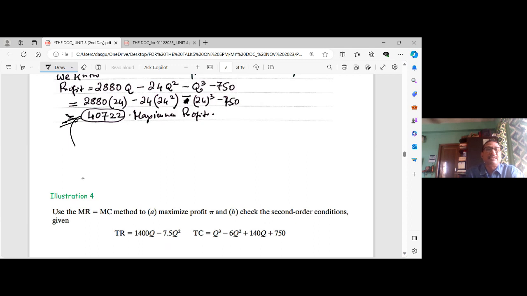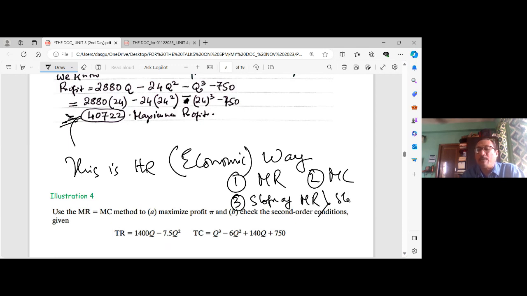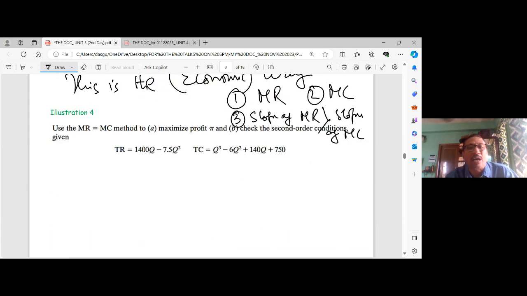The other is the economic way of doing it. So that would be the mathematical way, and this is the economic way, where I calculate MR and I calculate MC, and then I show that the slope of MR is greater than the slope of MC. So this is the other way of doing it.